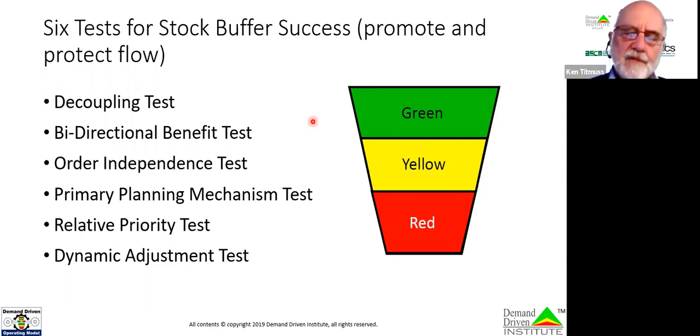We also have the relative priority test. We know which buffers are in better condition than other ones. What color are they in, and what's the percentage of the buffers left? So we have a relative priority between one material and another material. And we also have the dynamic adjustment test. We want to know that that buffer is going to dynamically adjust when the marketplace changes in any way, so it keeps pace with the marketplace.